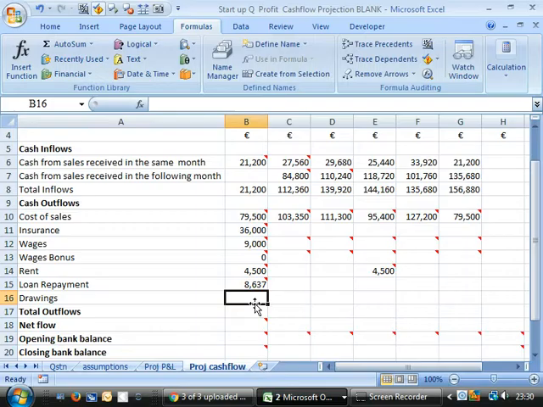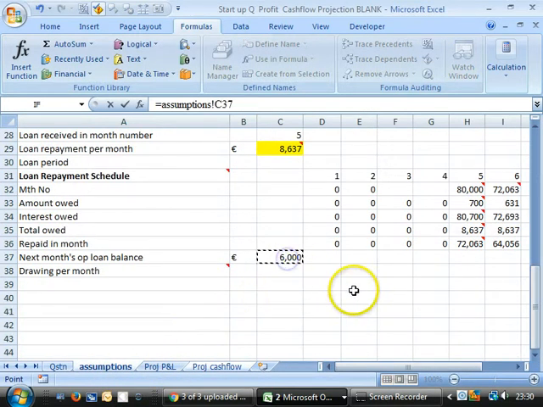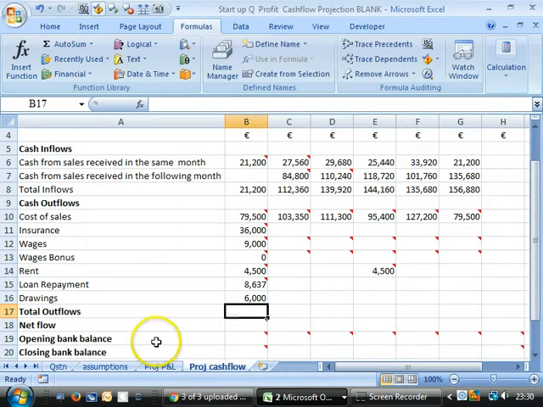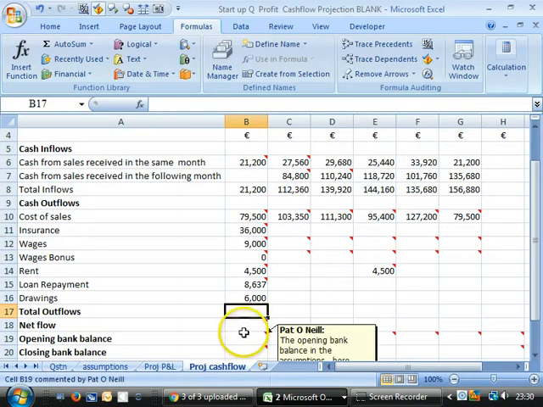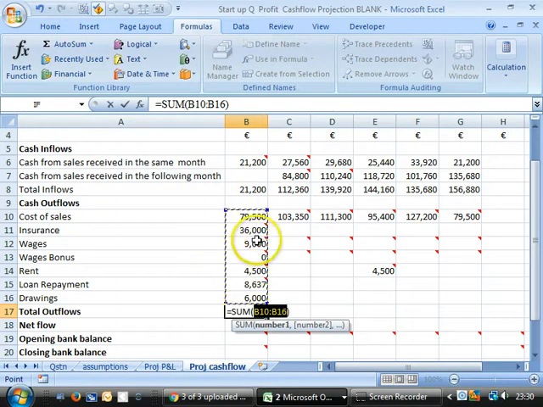And my drawings. Now, I hope I have my drawings. Drawings is what the owner takes out of the business. And it's 6,000 per month. And it's only typed in once. It's a constant. So again, once I have it set up, I'm going to press F4 now before I finish the formula and then press enter. Now my total outflows is the total of what I spent from the cost of sales to drawings.